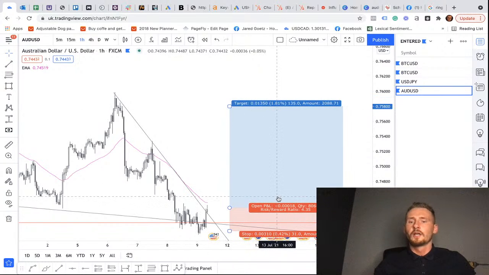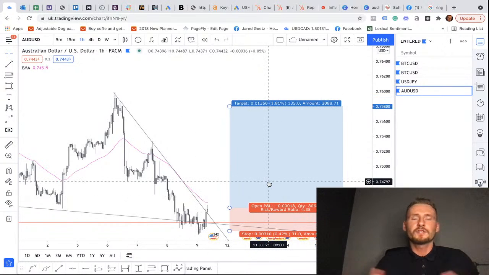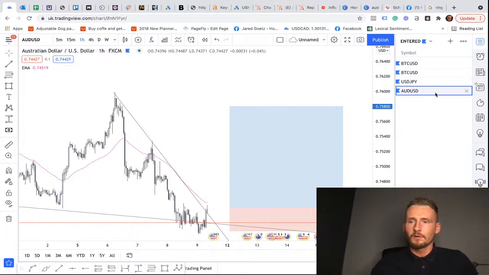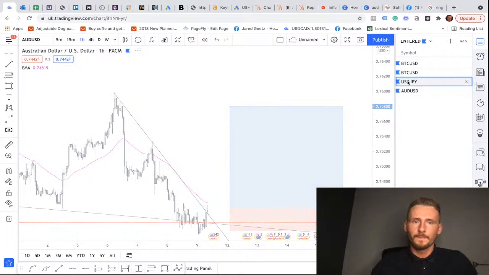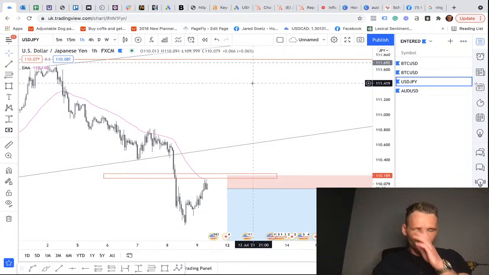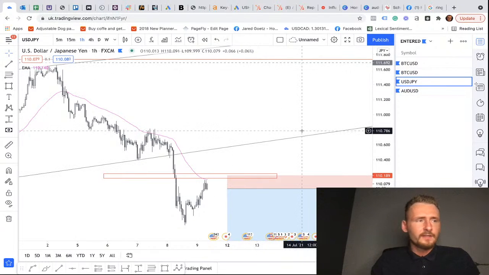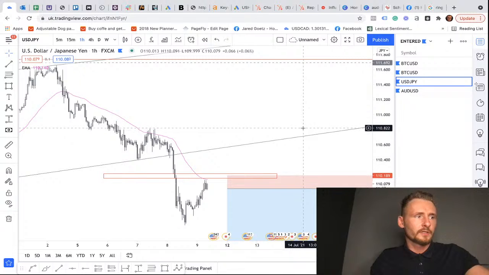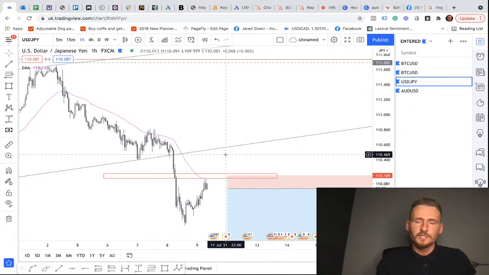So now there we go, and that gives us a 4.3. If we risk 2%, we could be banking 8% off of this trade. So that was one of the reasons we got in Aussie USD long, and we are also looking at USDJPY short. Not actually entered this, have we? Let's double check. Yep, we have actually entered this position.